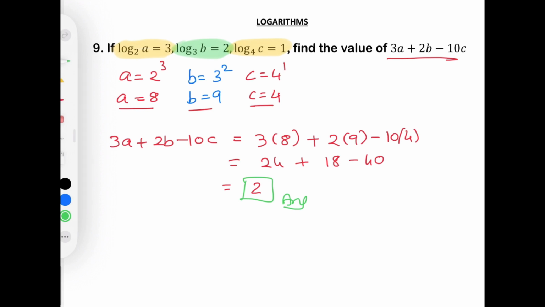So in this video you have seen the application of the definition of the logarithm, that is conversion from indices form to the logarithmic form, and the conversion of logarithmic form to indices form. And we have also applied the different properties or laws of logarithm.